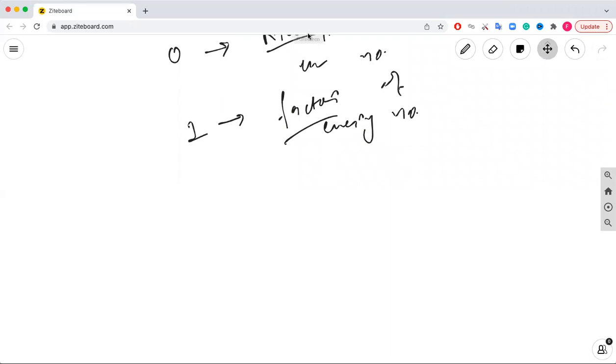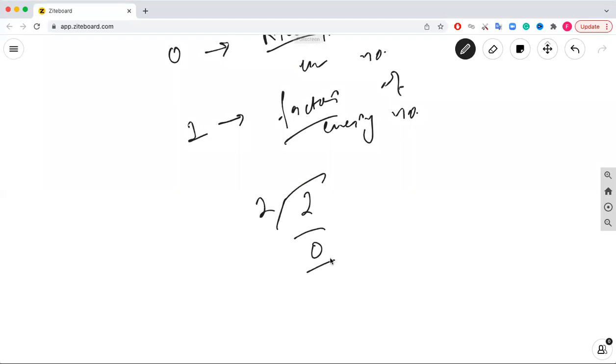Listen. If you divide anything by 0, the result is infinite. No, I'm not saying in that sense. I'm saying if we divide 0 by 2, the remainder is 0.